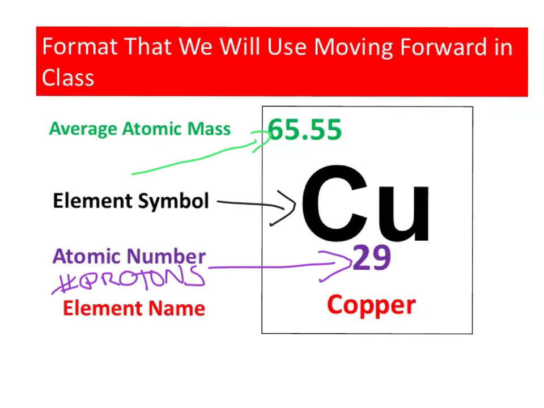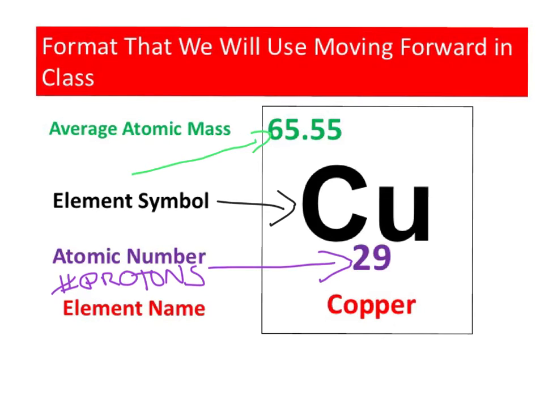If I add one more proton, I no longer have copper, I have something else. If I subtract a proton, I no longer have copper, I have something else. So every atom that has 29 protons is classified as a copper atom, no matter what it weighs, right? No matter what its atomic mass is. The number of protons defines the element.